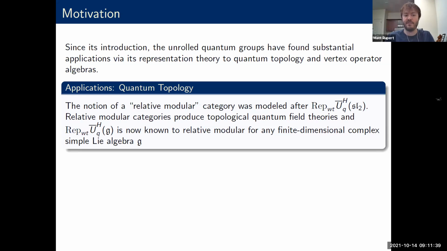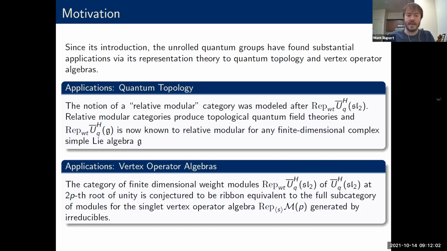And it's now known that for any simple finite dimensional complex Lie algebra and odd root of unity, the category of weight modules is relative modular. And there are also some results known for SL(M|N).